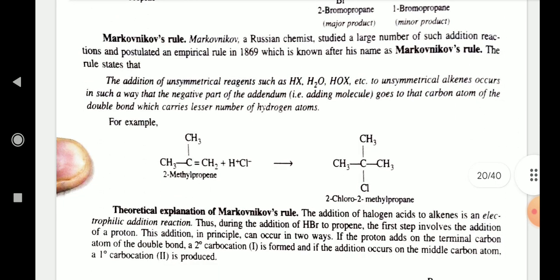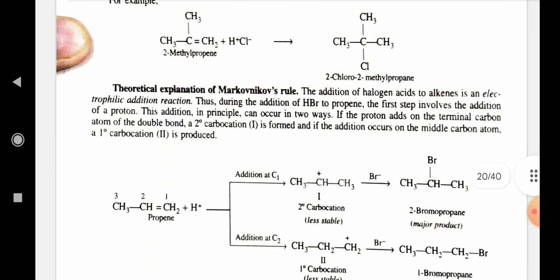Next is Markovnikov's rule. Markovnikov, a Russian chemist, studied a large number of such addition reactions and postulated an empirical rule in 1869, which is known after his name as Markovnikov rule. The rule states that the addition of an unsymmetrical reagent such as HX, H2O, HOX to unsymmetrical alkenes occurs in such a way that the negative part of the addendum, that is the adding molecule, goes to that carbon atom of the double bond which carries lesser number of hydrogen atoms.